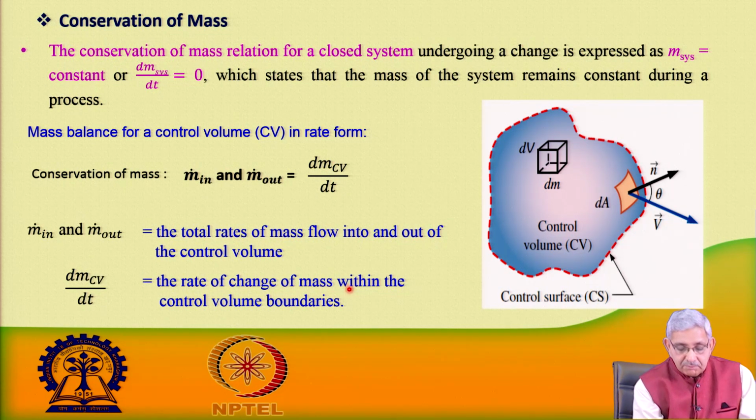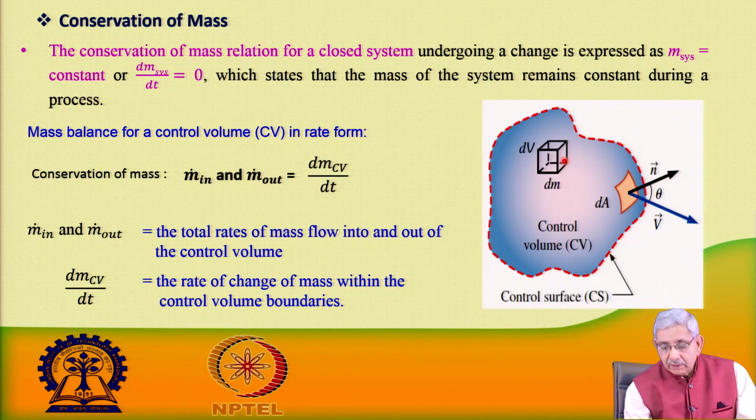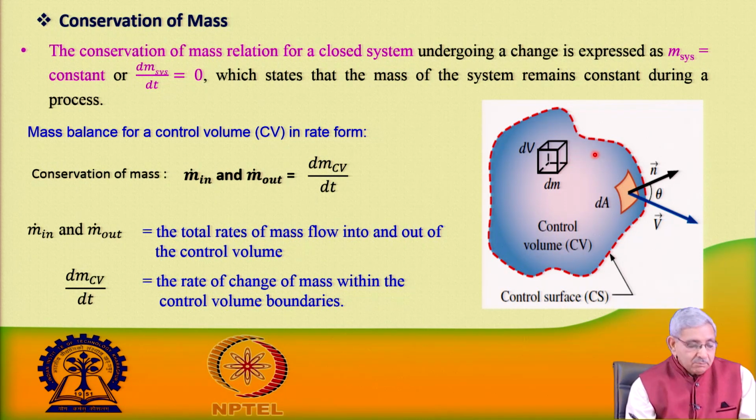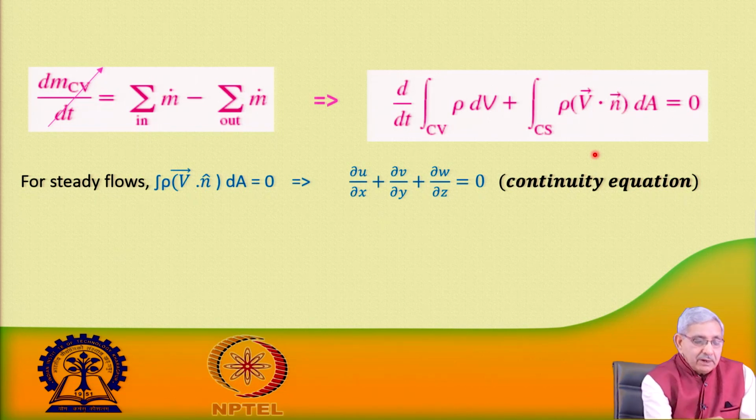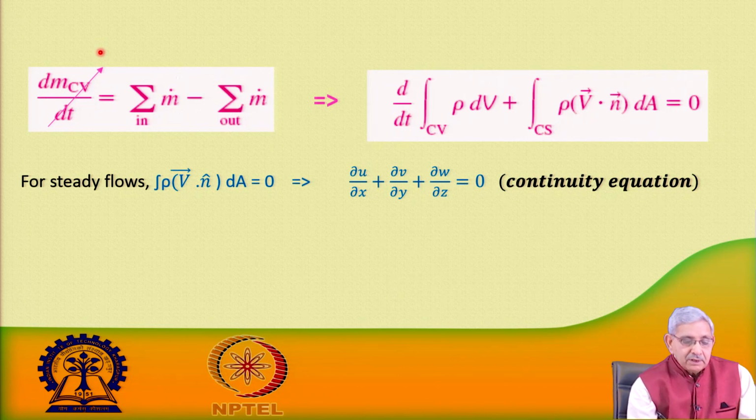So, the rate of change of mass within the control boundary, and m in and m out is the total mass of flow which is getting into the control volume, and then the water which is coming out, that is m out, is the flow coming out of this system. Now, it is a steady state case. So, d by dt of m CV is considered as 0. I will say that it is 0.